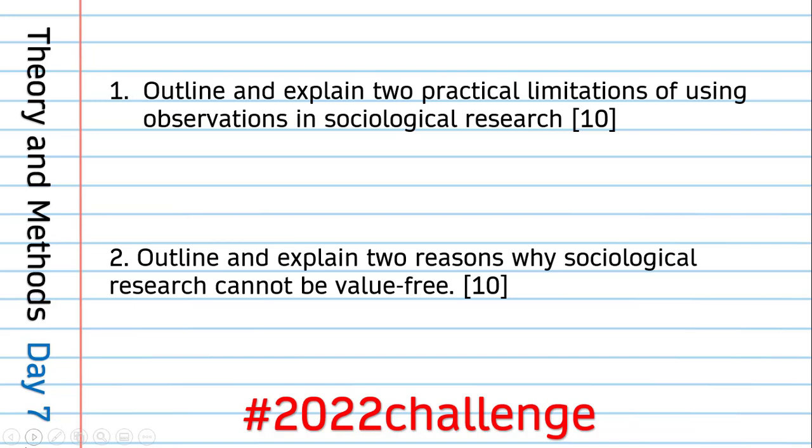Second question is outline and explain 2 reasons why sociological research cannot be value free. It's one of those questions that could come up as a 20 marker, not this year but in future. The idea about whether sociology can or cannot be value free. We're looking at the side that says it can't be value free. Some theorists will suggest yes, it can be value free. So, for example, the works of Weber and Durkheim and all of those who talk about the idea that sociology can be value free. We're looking at researchers who suggest that it cannot be value free.